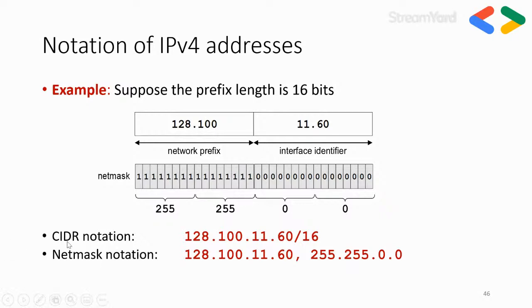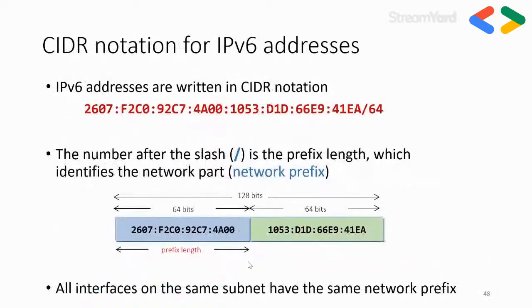We either give it the decimal notation. Basically, when you say 16, that means the subnet mask is taking the first two segments, and then the others are used for the device addressing. I'm not sure if we need to go here.